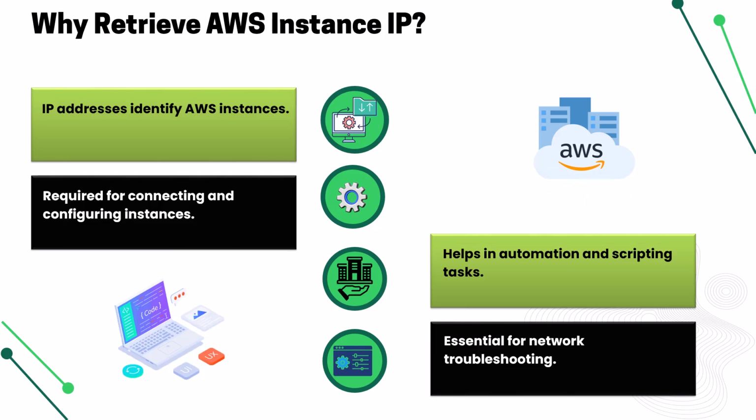Ever tried calling someone without their number? That's what managing AWS instances without their IP feels like. We need those addresses to connect, configure, and automate tasks. Plus, when things go wrong, and let's face it, they do, knowing the IP helps troubleshoot like a pro.